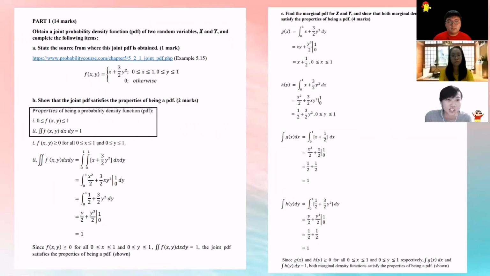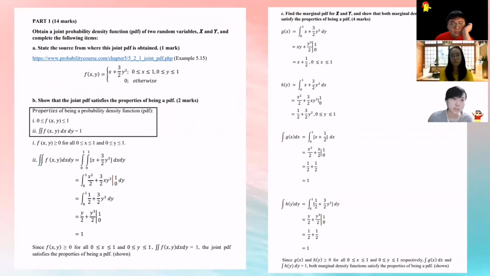Then, as you can see, fxy is equal to x plus 3 over 2 y squared for the range when x is in between 0 and 1, and also y in between 0 and 1. So fxy is 0 for the other range.